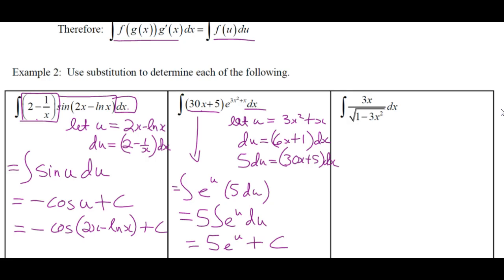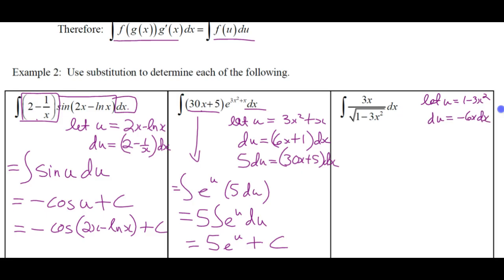Who's u? 1 minus 3x squared, right? The inner function. Because we know we're going to get a negative 6x out of it, right? Yes. Okay. So, let u equal 1 minus 3x squared. Not the square root of 1 minus 3x squared, right? Just 1 minus 3x squared. That's the inner function. Okay, what's du? Negative 6x. So du is negative 6x dx.